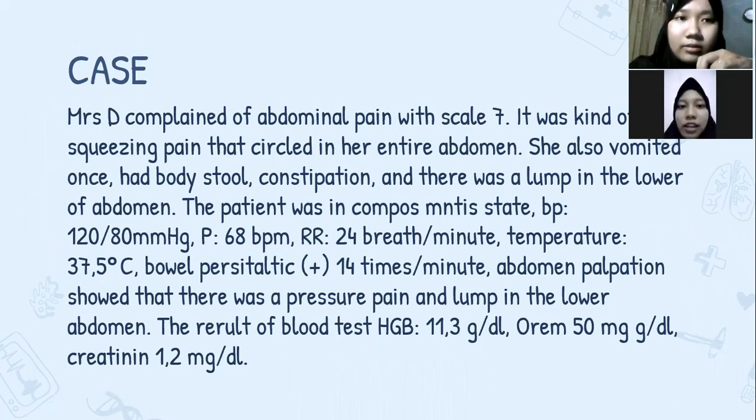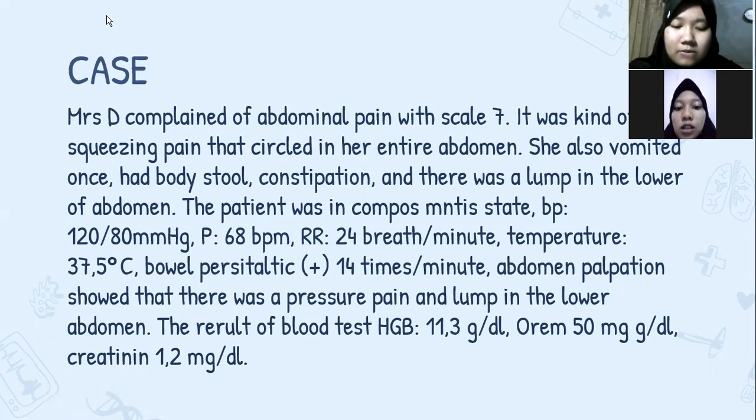Case. Miss D complained of abdominal pain with scale 7. It was a kind of squeezing pain that circled her entire abdomen. She also vomited once, had bloody stool, constipation, and there was a lump in the lower abdomen. The patient was in compos mentis state.